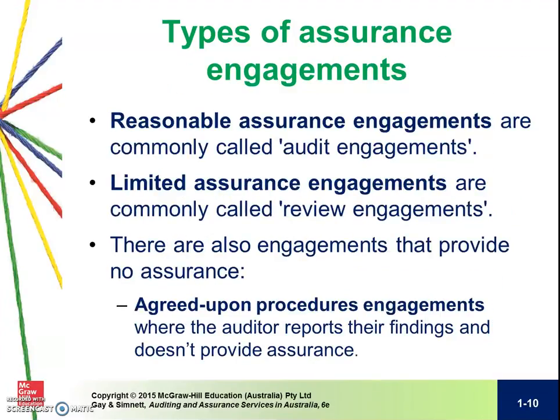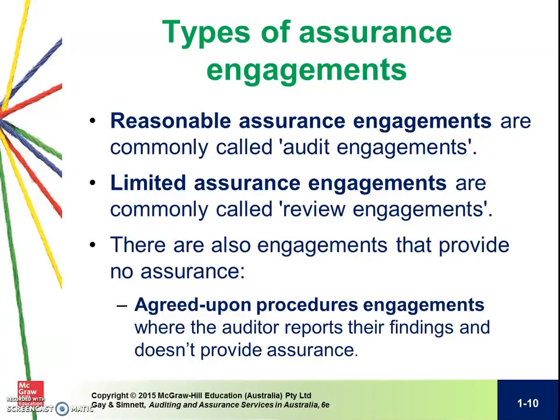There are 3 types of assurance engagement. The highest level is reasonable assurance engagement, which we also call audit engagement. The second, lower level of assurance, limited assurance, is commonly called review engagement. And the last one, with zero assurance, is an open procedure engagement. The company can ask the auditor to perform whatever work the company wants, but the auditor will provide no assurance at all.